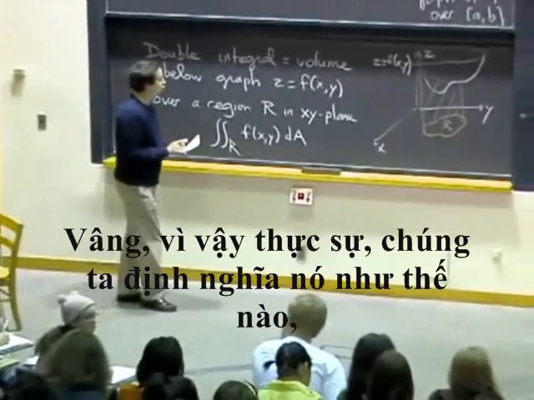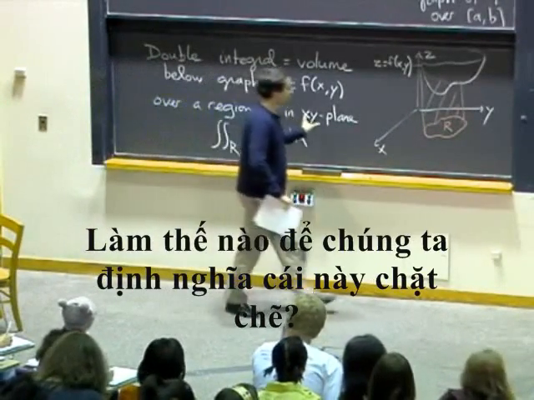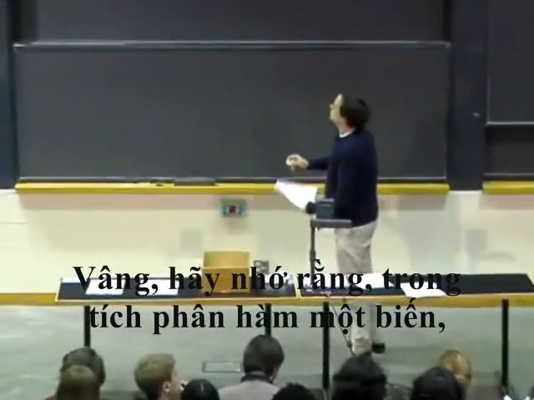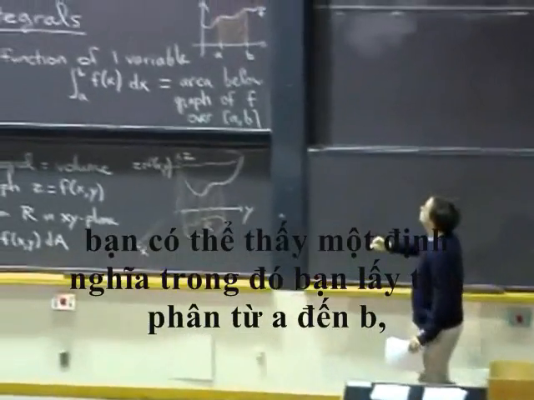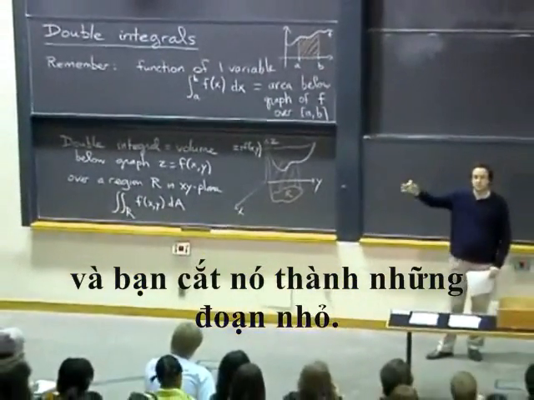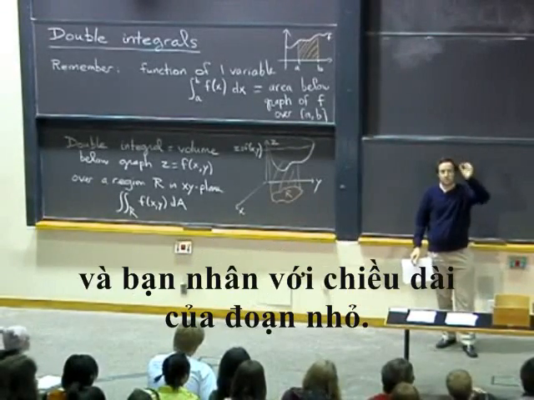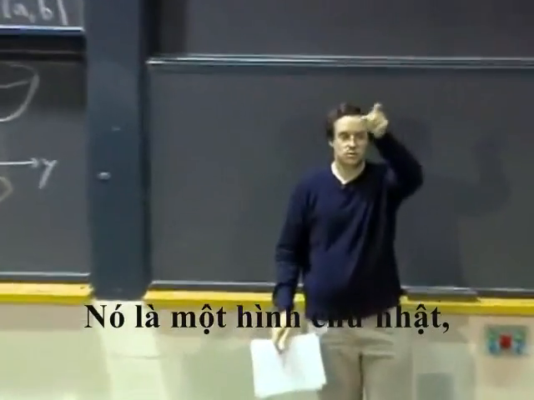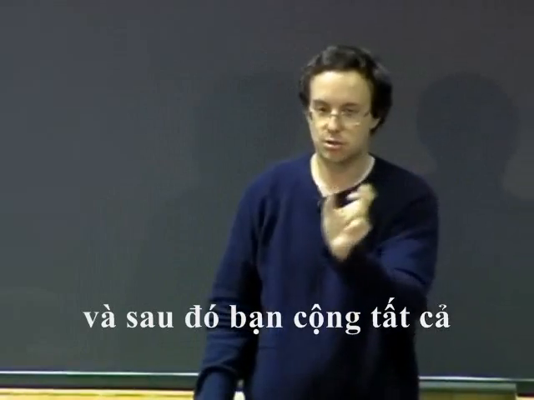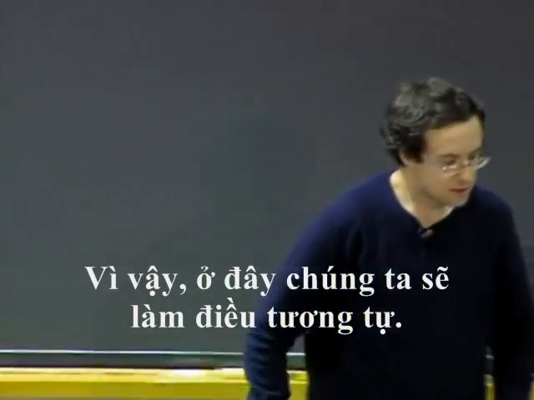Actually, that's not really much of a definition yet. How do we actually define this rigorously? Well, remember the integral in one variable: you probably saw a definition where you take your interval from a to b and you cut it into little pieces. Then for each little piece, you take the value of the function and multiply by the width of the piece. That gives you a rectangular slice. And then you sum all of these rectangular slices together. So here we'll do the same thing.